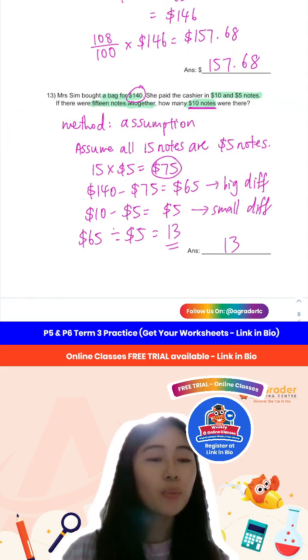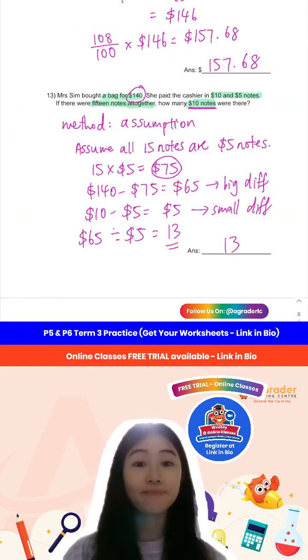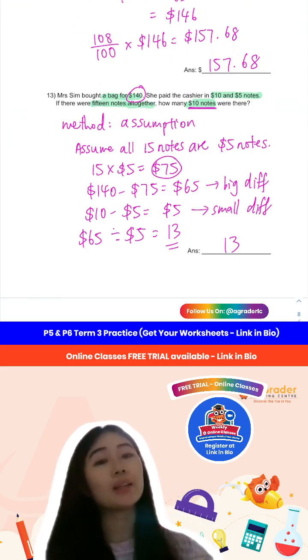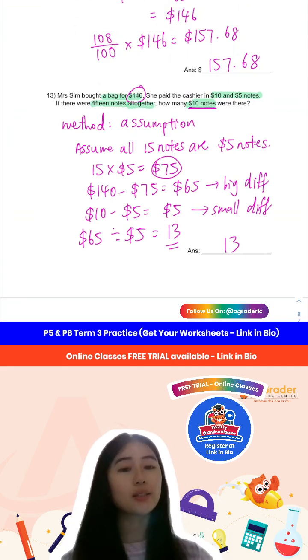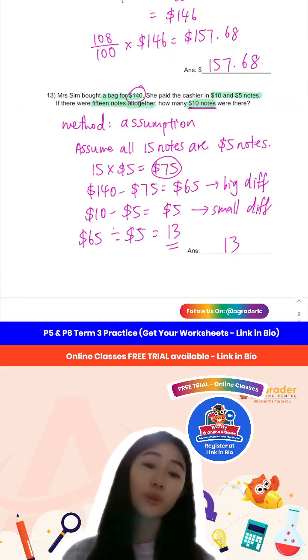We're using big difference divide by small difference, and not small divide by big. Okay, so this is the standard steps when you use assumption method. Assumption has these standard steps that you always follow. Okay, so just make sure that you familiarize yourself with it.